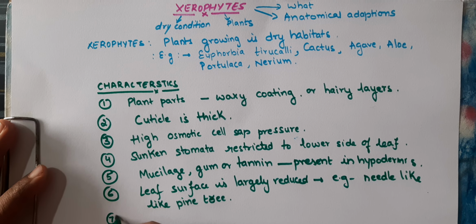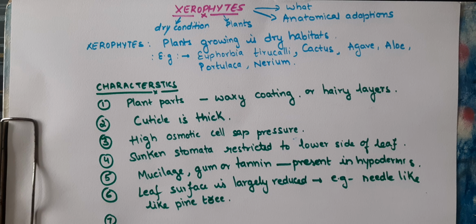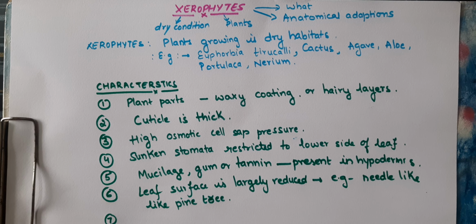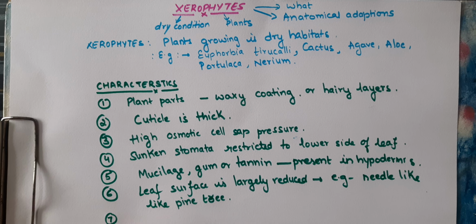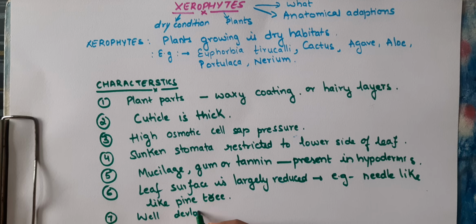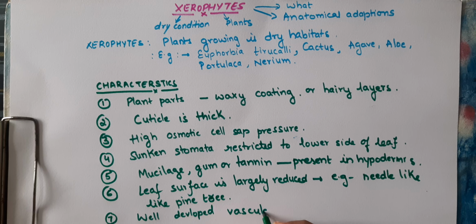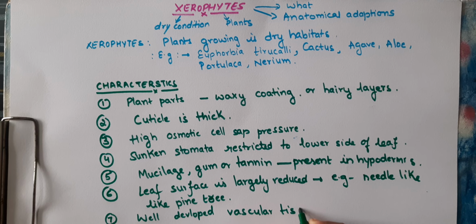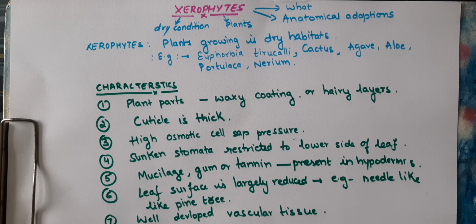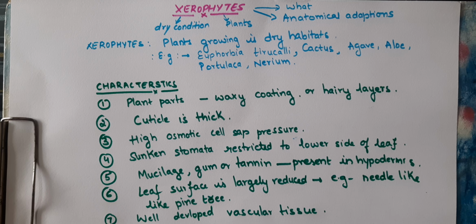Now, since the water is already very less available for these xerophytes, a well developed vasculature system should be there in these plants, okay. So well developed vascular tissue, what it will do, it will ensure that all the minerals or the water are conducted through the plant efficiently, okay.